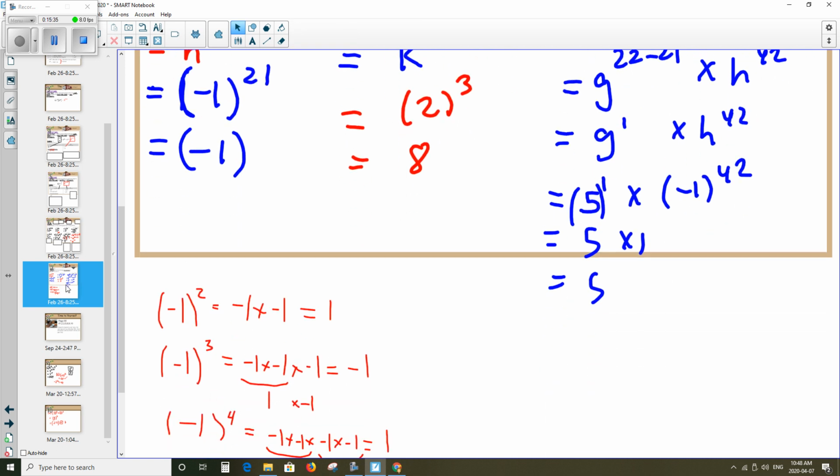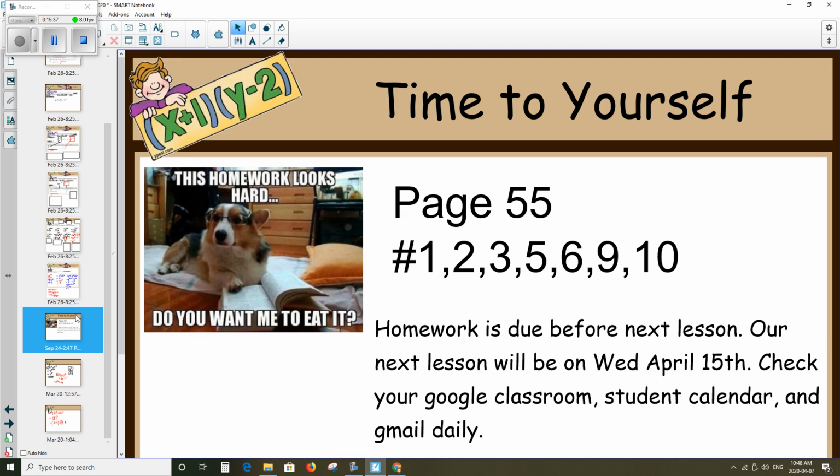So those are all the examples for homework. We're on page 55 in your workbook that you brought home with you. These are the questions that I'd like you to complete before next lesson. Our next lesson is not until Wednesday, April 15th, because we've got Easter weekend this weekend. Friday there's no school, Monday there's no school. So our next lesson is not until next Wednesday, so you have lots of time to complete this.